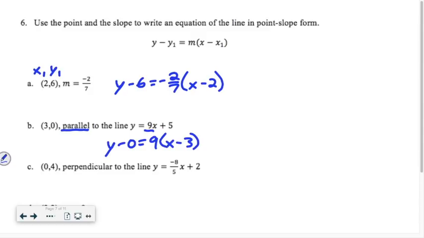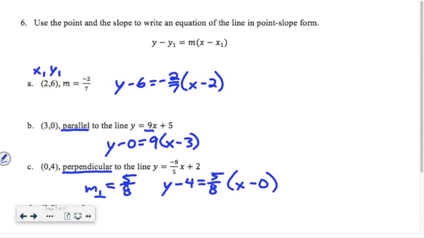For option C, I now want to do perpendicular. So if you remember, to be a perpendicular line, the slope has to be the opposite reciprocal. So my perpendicular slope is equal to a positive 5/8. So it's passing through 0, 4. So it's y minus 4 is equal to 5/8 times x minus 0. And again, I do not need to write x minus 0, but I'm going to show you so you can see the placeholder.